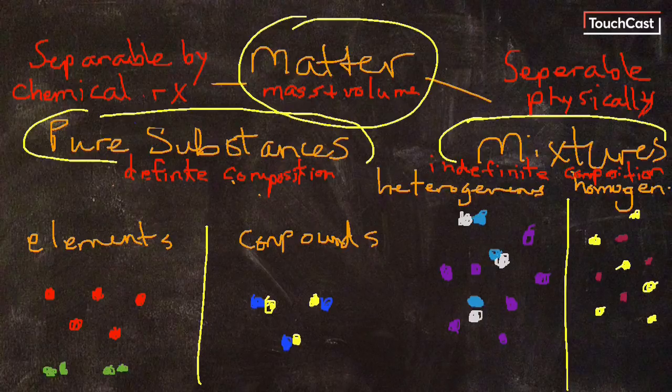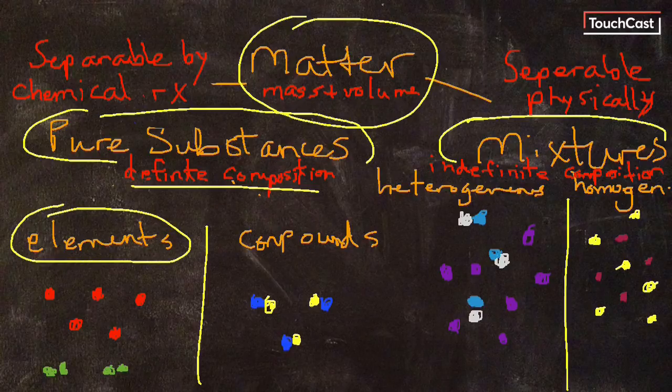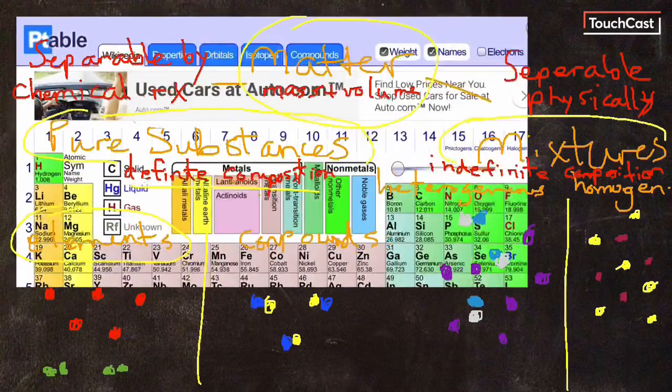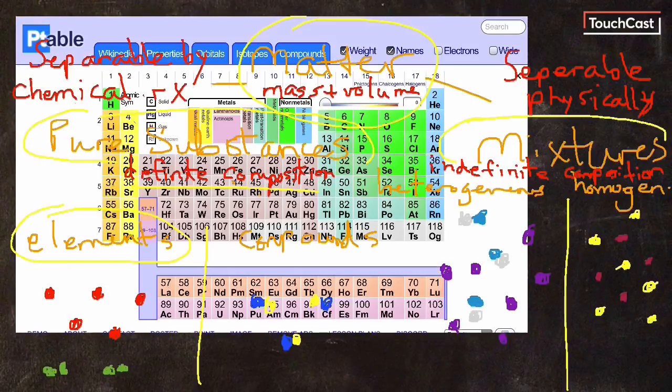A pure substance is something that has what we call definite composition. That's that red definition right there. By definite composition, what I mean is that you can see that it has the same atoms together all the time. There's two ways to do this. You could be an element, which means you're found on the periodic table of the elements. So anything that you find on this guy here, right? All of those are the elements.